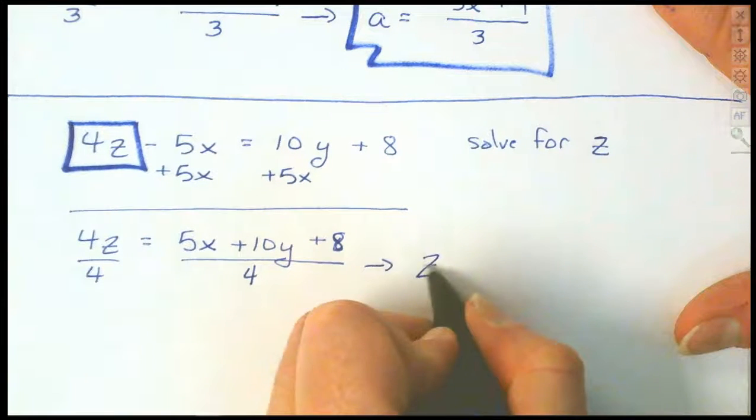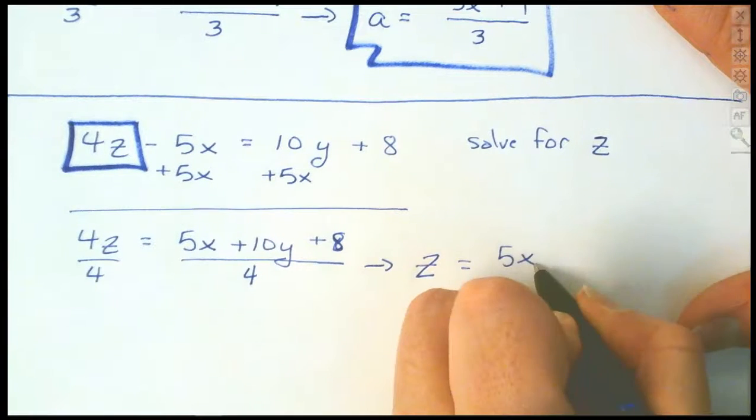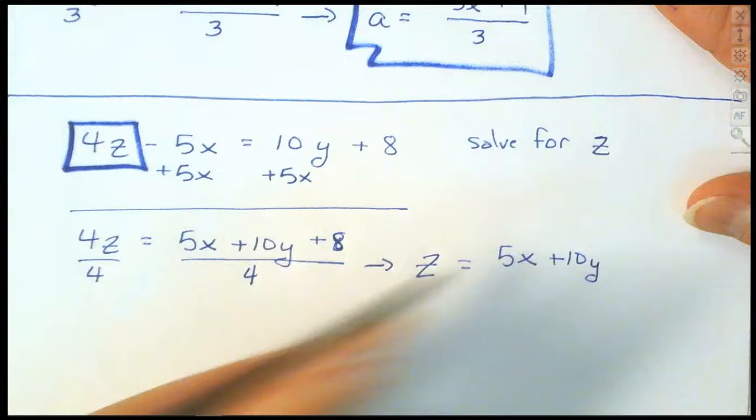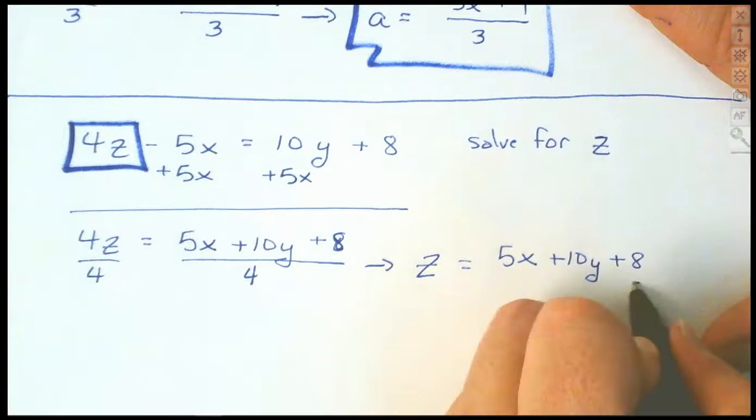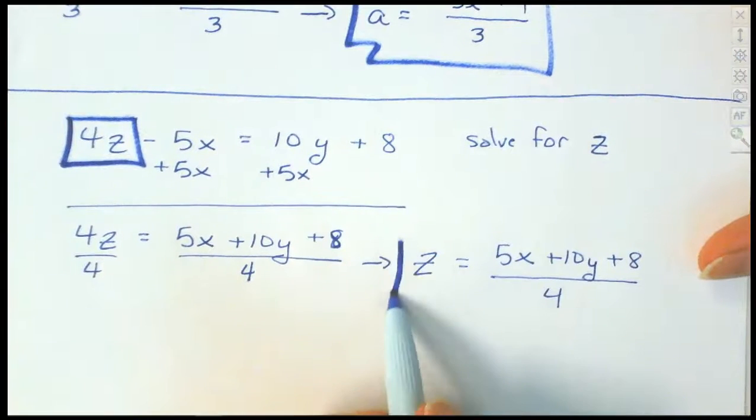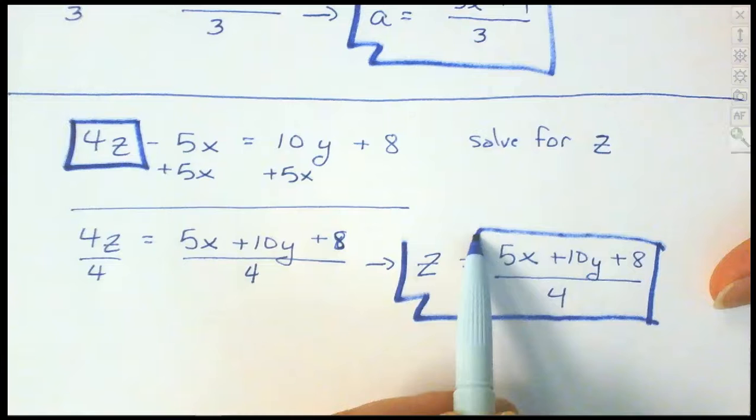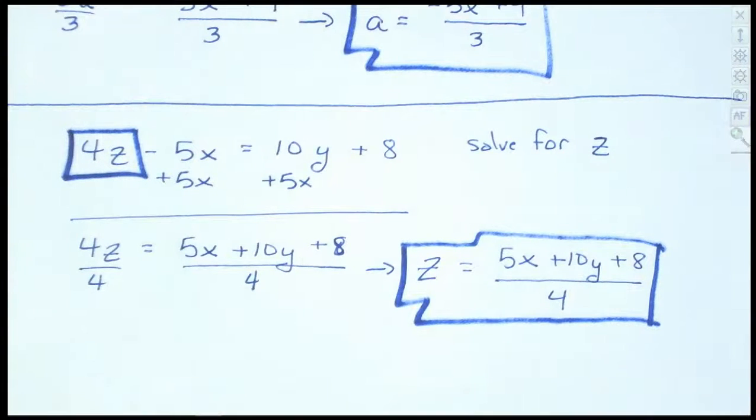And so now, when we write this, z equals (5x plus 10y plus 8) over 4. How do we know that we are done? We got Z by itself. Yep, a lot of times students get confused on these and they don't know when to stop. Well, what are we doing? We are solving. What are we solving for? Z. When I say solve, what does that mean? That means you get that variable, in this case it's a Z, by itself on the left.